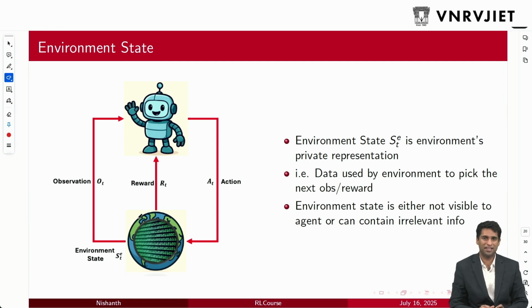In most cases, the entire environment state may not be visible to the agent. So if you again go back to the self-driving car example, there may not be enough sensors placed on the car so that the car can observe or know everything about the environment.